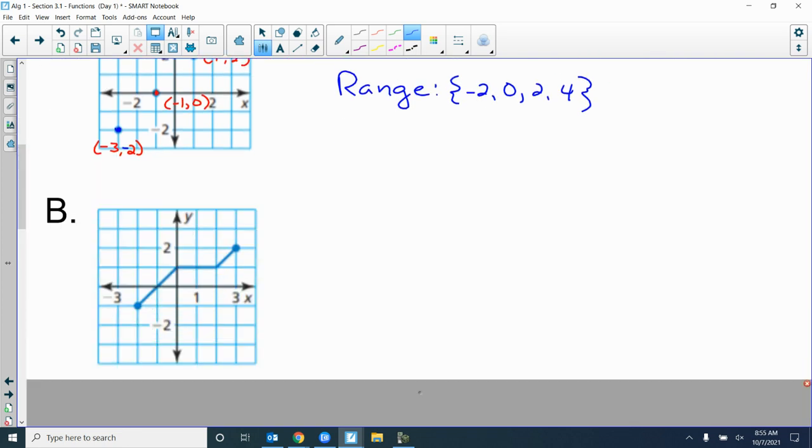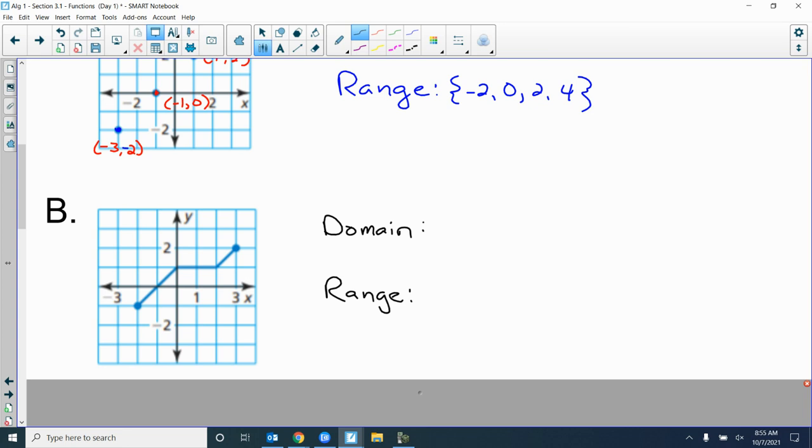This is the one that worries me. Domain, range. Domain is the input values. Here's what worries me. Do they list individual points? No. Up here, we only had 4 points. How do I figure out the domain here?